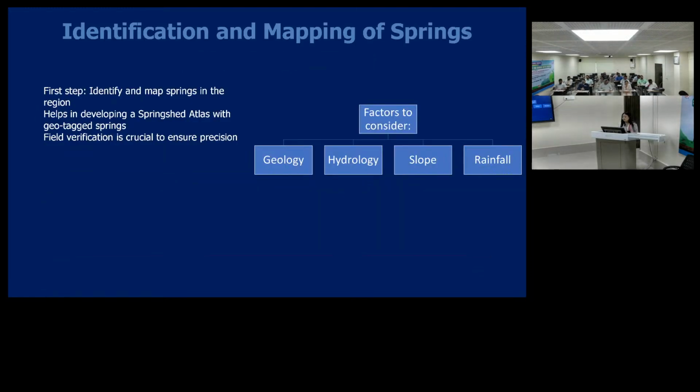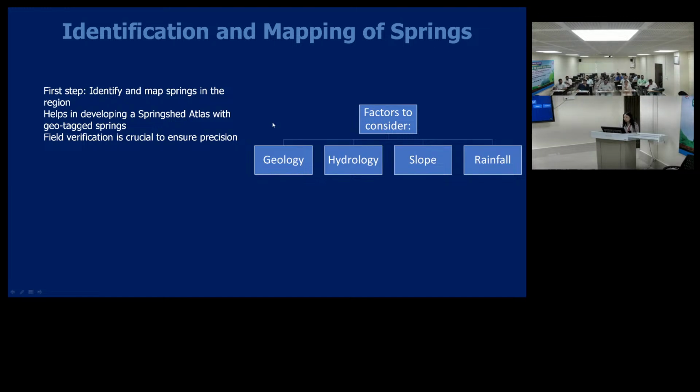Now, like I've said earlier, there are steps for Springshed management. First is the identification and mapping of springs. Mofi Madam has already explained a bit about this. So the first step is to identify and map the springs. So what happens when we identify and do the spring mapping? We can come up with a Springshed atlas, and then for this, field verification is very crucial.